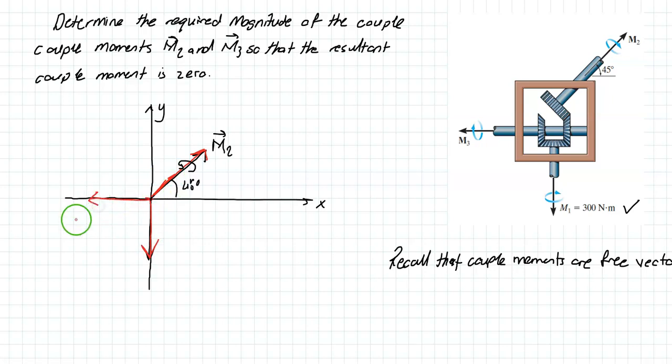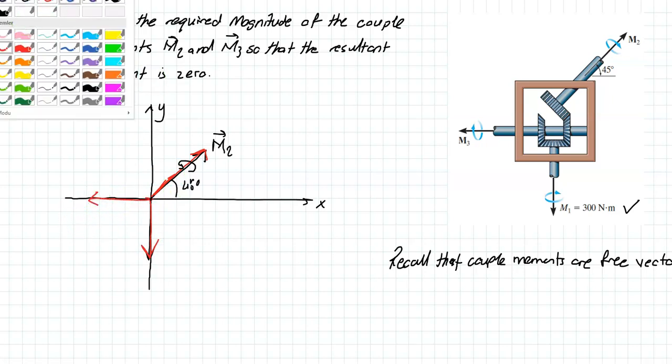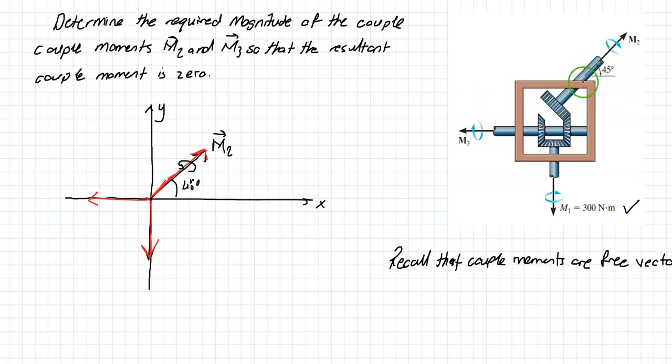So I'm moving all the vectors from their original positions to the origin of this XY axis system. So this is the M1 vector, and the rotation would be like this. Okay, and for M3, the rotation would be like that. Right hand rule. So that's the M3 vector.